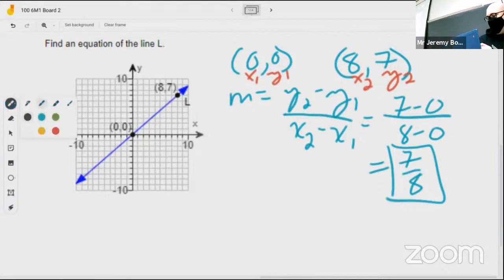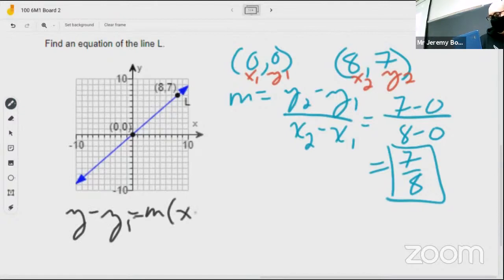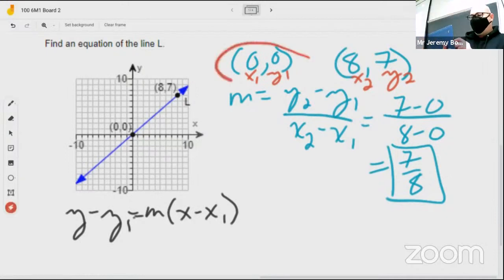Once we have that, we're going to plug it in to the point slope form of a line. y minus y sub 1 is equal to m times x minus x sub 1. You can choose which point you want to use. And I think I told you if you have a point that has zeros in it, choose that point and make it so much easier on you.